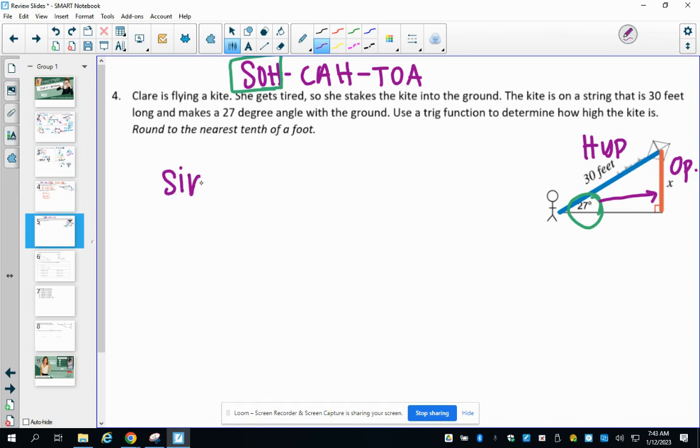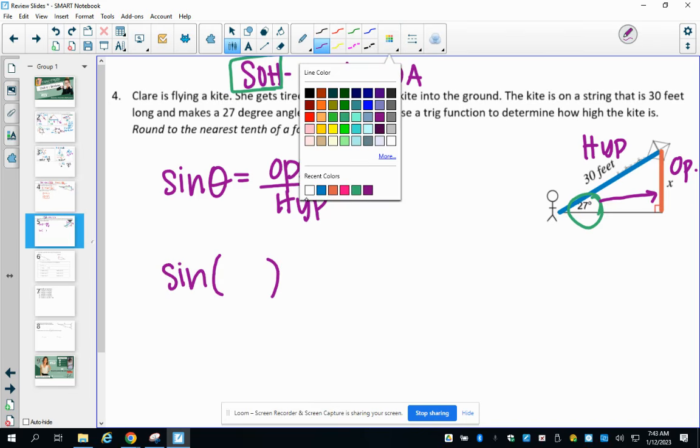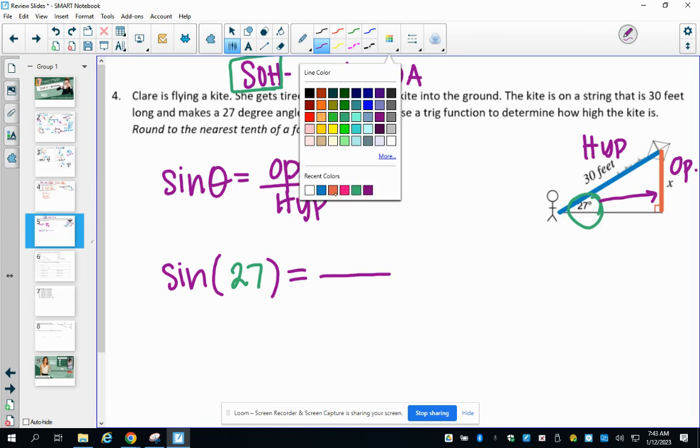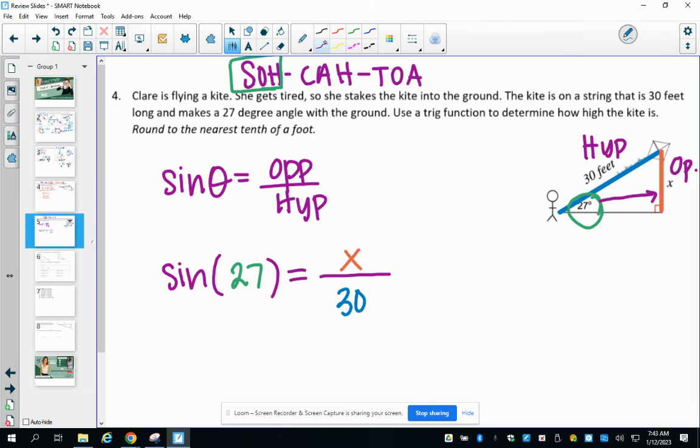So then remember that sine of theta equals the opposite over the hypotenuse, and theta is the angle. So we'll do sine of, and in this case, the angle is 27. So the sine of 27 equals the opposite side, which is X, over the hypotenuse, which is 30. Then type in sine of 27 in your calculator, and you should get 0.4539. I like to do at least 4 decimal places. That equals X over 30.